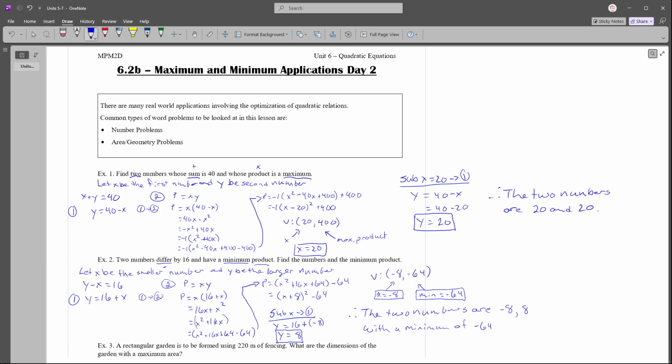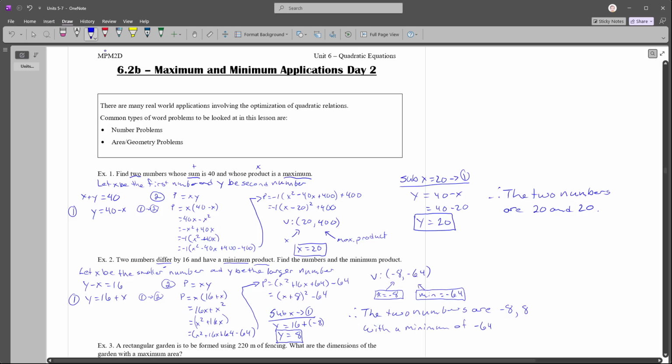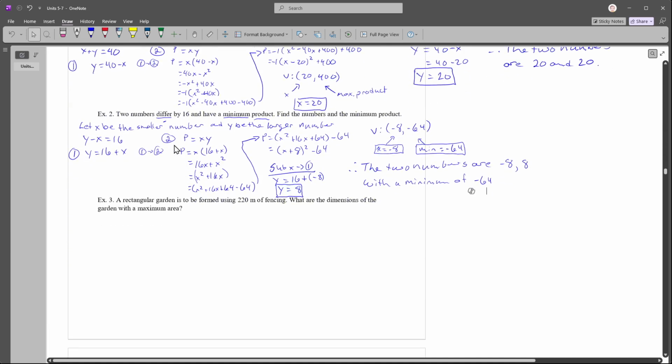Now the next set of problems, they're going to look much different, but in essence, they're going to boil down to the same as the number problems. It's just going to take an extra step to get there first. But all these problems are basically the same idea. So let's go to this next one. So we have a rectangular garden.